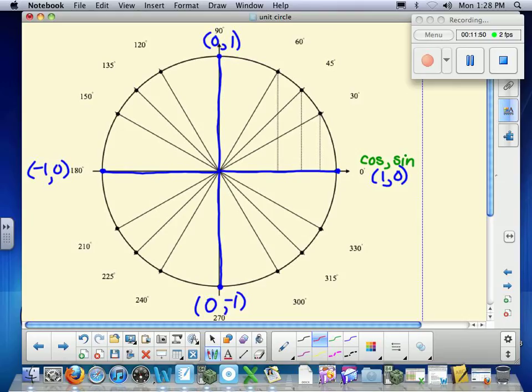Does anybody remember what 90 degrees is in radian measure? We did it on Thursday. Remember that we did circumference equals 2 pi r, and we know that the radius is 1. So all the way around the circle is 2 pi. So 180 degrees would be how much? 1 pi. Half pi. Okay, so we call that pi over 2.